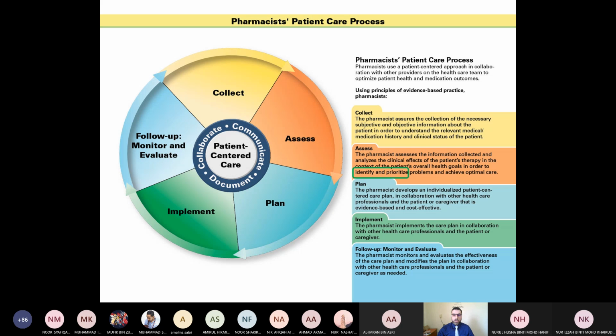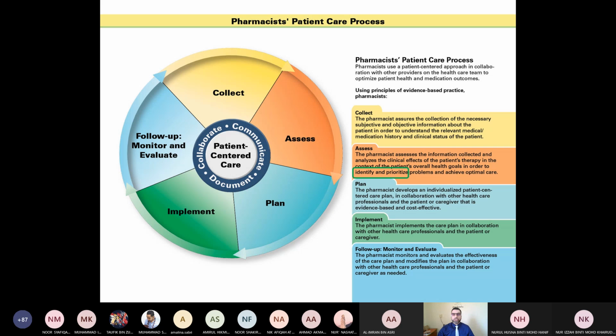problems, and you have to know the priority of the problems. Which condition must be treated first? Which is the most urgent problem with this patient? And what are other conditions that the treatment can be delayed and can be treated later? So knowing the priority of the problems with the patient is very essential to plan.